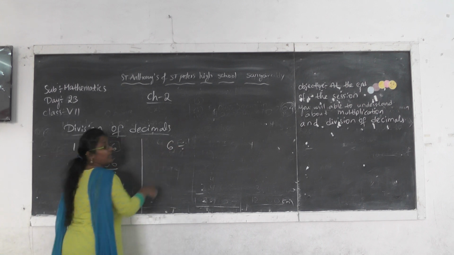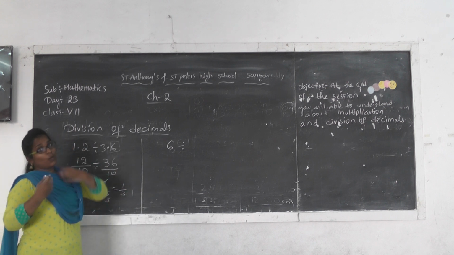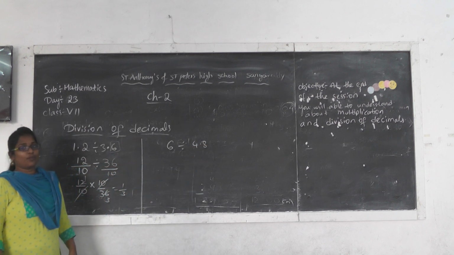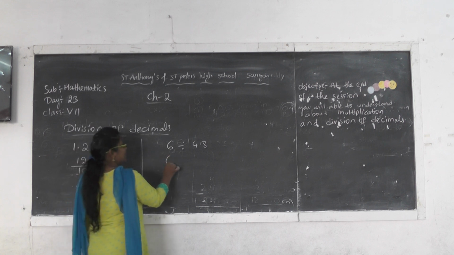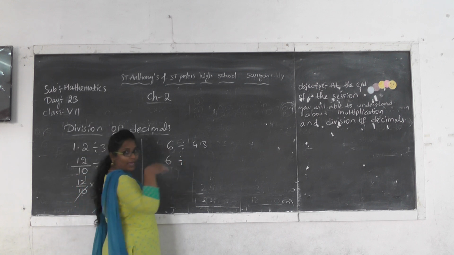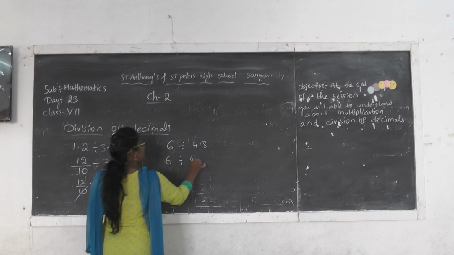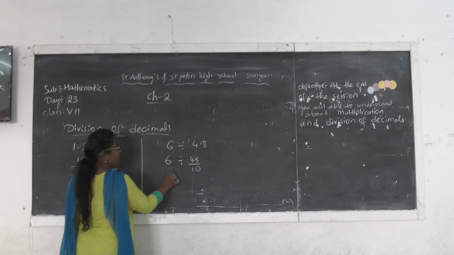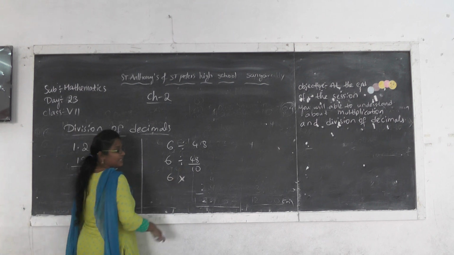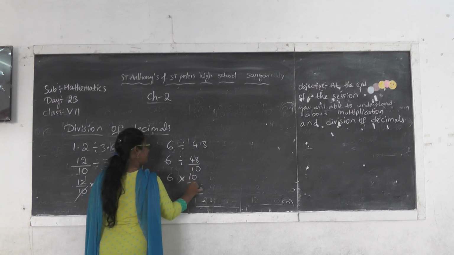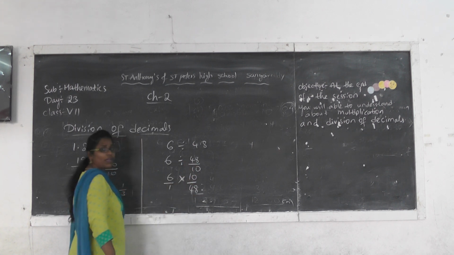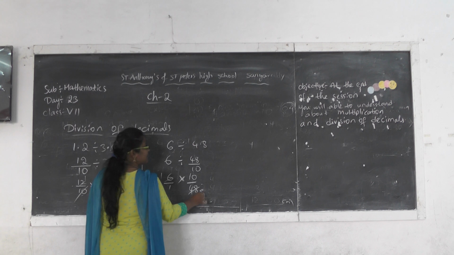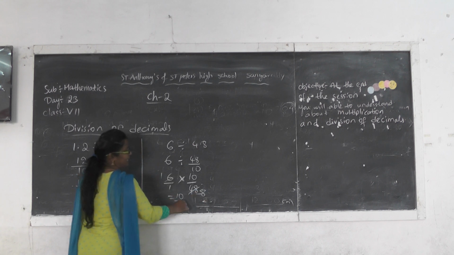Let me explain now how to divide a whole number with a decimal number. 6 divided by 4.8. Now how do we do it? Similarly, 6 divided by, convert this decimal into a fraction. 4.8 is nothing but 48 by 10. 6 divided by 48 by 10 is 6 into the reciprocal, 10 by 48. If there is no denominator, we assume 1. Any cancellation? 6 ones are 6, 6 eights are 48. The result is 10 by 8.